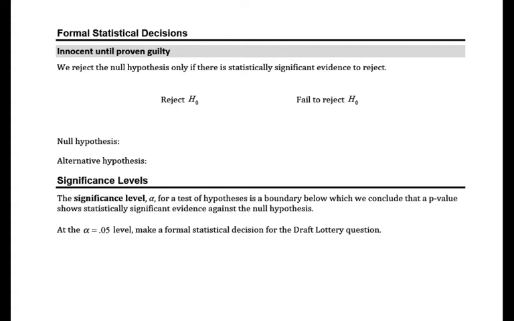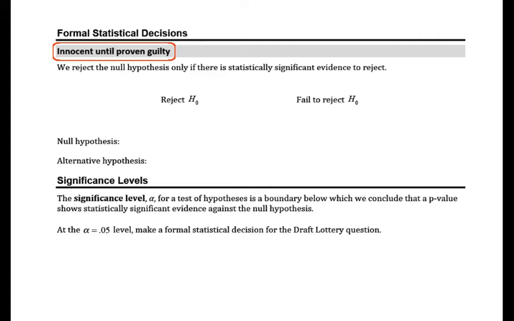All right, so we have introduced the idea of hypotheses and p-values. We'll get into formal statistical decisions. If we look at this example, innocent until proven guilty, a very commonly used example in explaining a formal statistical decision and what the null hypothesis and alternative hypothesis mean and what it means to reject and to fail to reject.